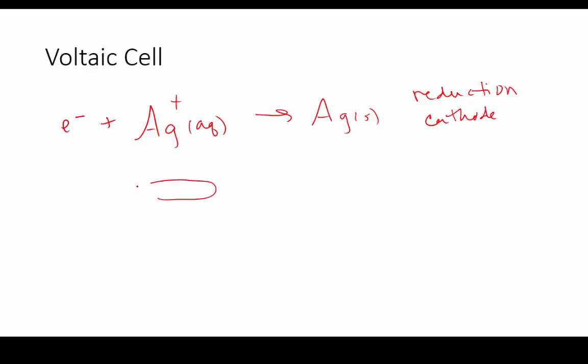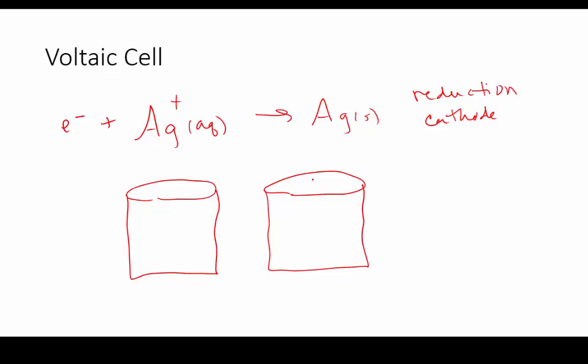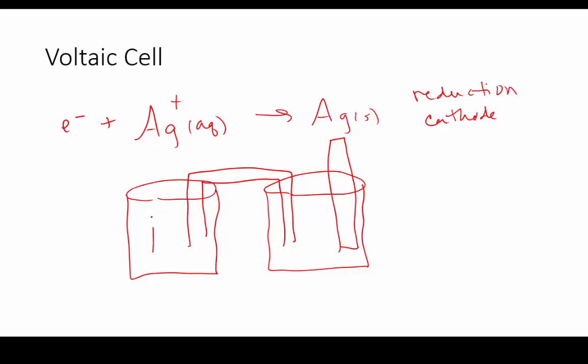So I'm going to draw my picture. I'm going to have my 2 beakers. I'm going to have my salt bridge. I'm going to have 1 electrode here. I'm going to have another electrode here. I'm going to have a wire with a voltmeter going between the 2. And we had 2 electrodes. One of those is going to be silver. So I'll label this one my silver.